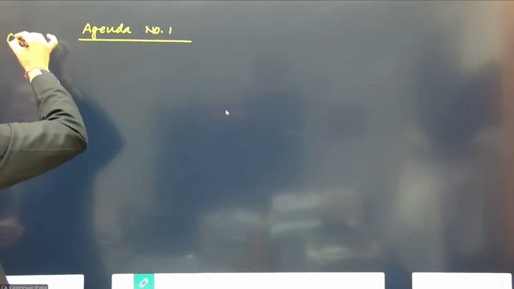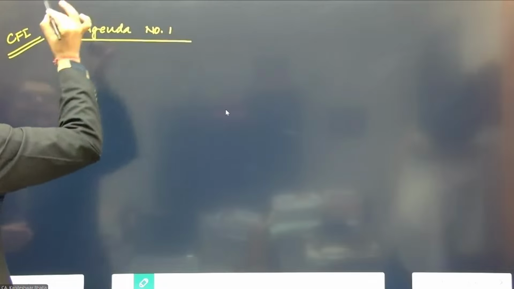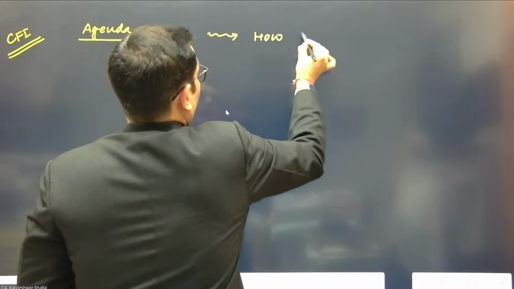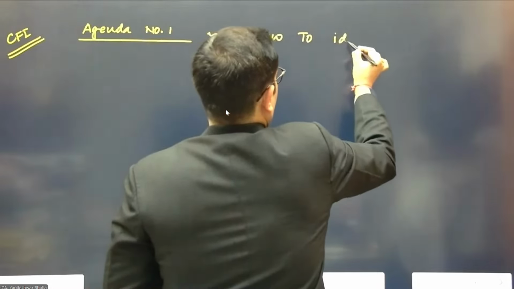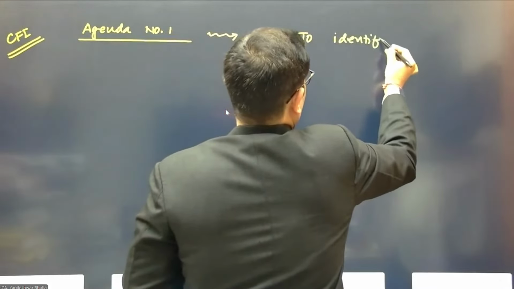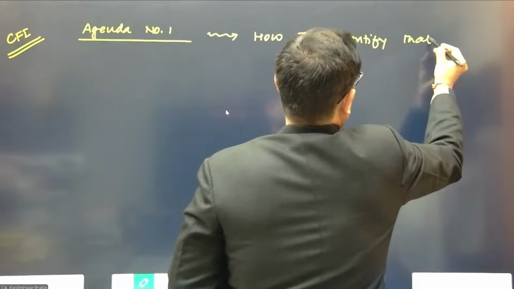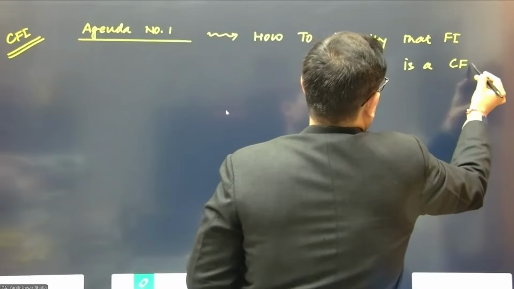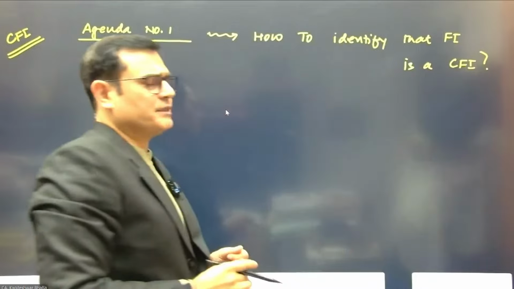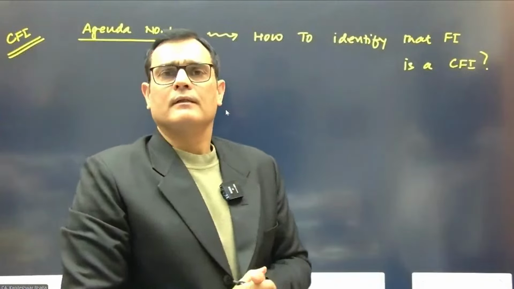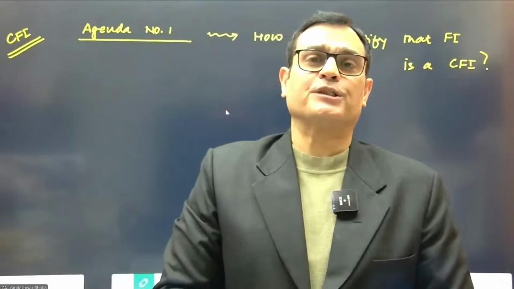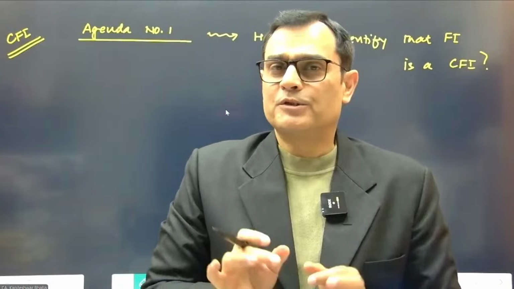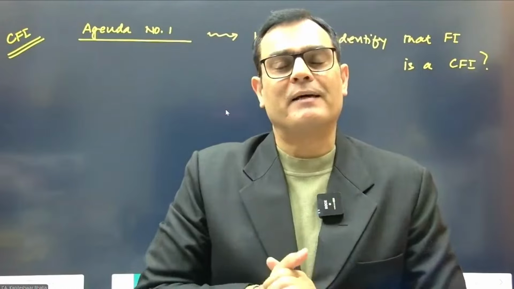So our focus is on the compound financial instruments, and my agenda number 1 is how to identify that a financial instrument is a compound financial instrument. Now you will say this is what we've already covered. That's what you've been teaching us in the last 2 sessions as well by a 3-step model. Yes, but I want to just revisit them in a consolidated manner.